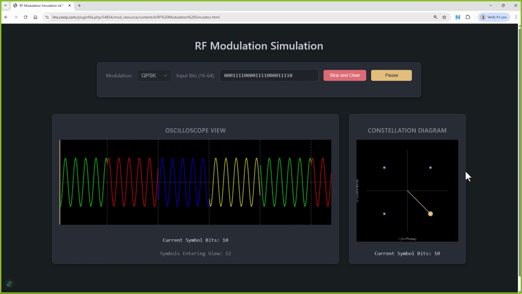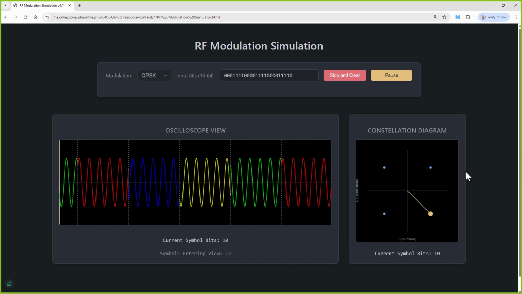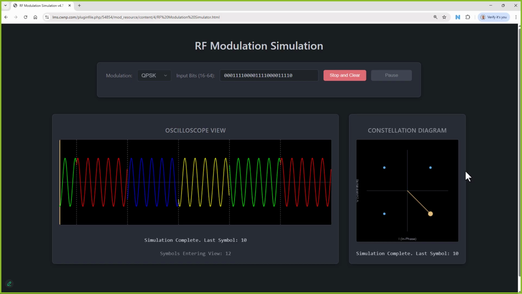We have 4 different phases. Instead of only having 180-degree shifts, we have 90-degree shifts. And therefore, we have 4 different phases, and we can therefore represent 4 different chunks of data. And those 4 different chunks of data, because we're dealing with binary, happen to be 00, 01, 11, and 10.